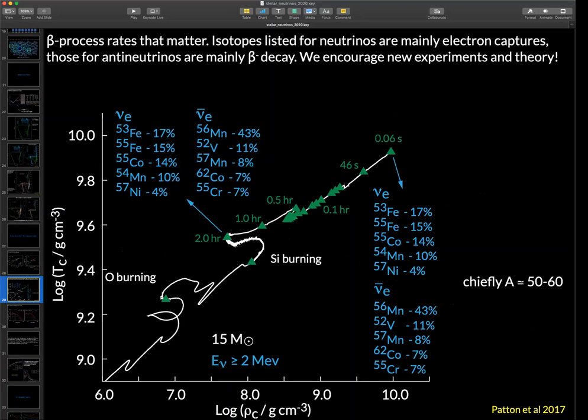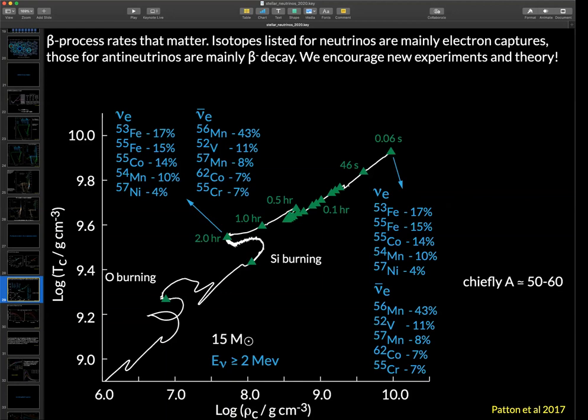These are beta processing rates that matter. Isotopes listed for neutrinos are mainly electron captures, and those for antineutrinos are mainly beta decay. So, for example, at 2 hours before core collapse, electron captures on iron 53 account for 17% of the neutrino signal. Similarly, for antineutrinos, magnesium 56 accounts for 43% of the signal. And as we come down to the very end, with about 0.06 seconds remaining, there's another list of isotopes that dominate the pre-supernova neutrino signal.